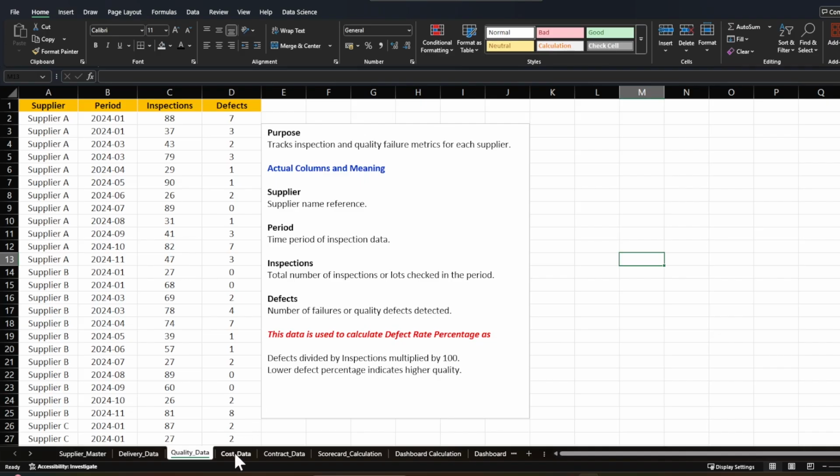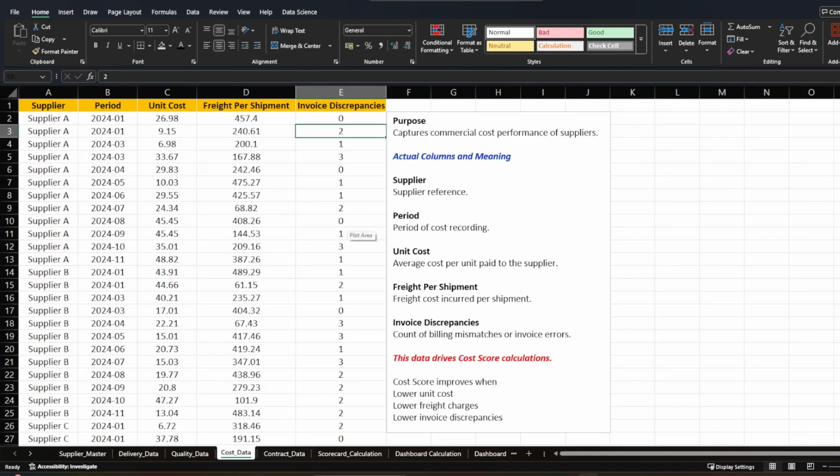Now moving on to another input, which is cost data. The purpose of this tab is to capture the commercial cost performance of the supplier. Again we have a column of supplier, the period in which the transaction happened, what the unit cost was, what the freight per shipment was, and how many invoice discrepancies we faced. This tab is important to calculate the cost score, and that cost score improves if you have lower unit cost, lower freight charges, and lower invoice discrepancies. I will talk about the formula, how we are going to use it in our cost score.